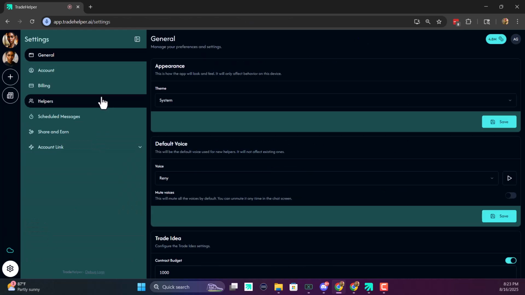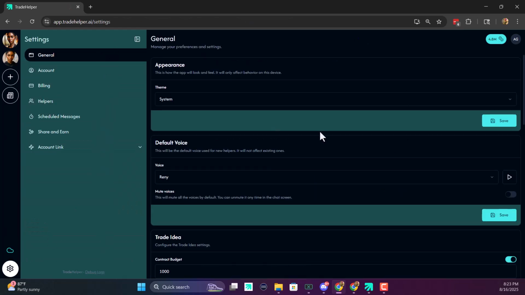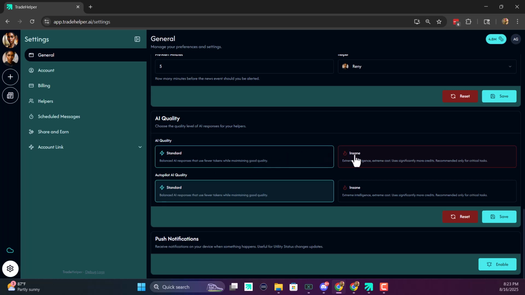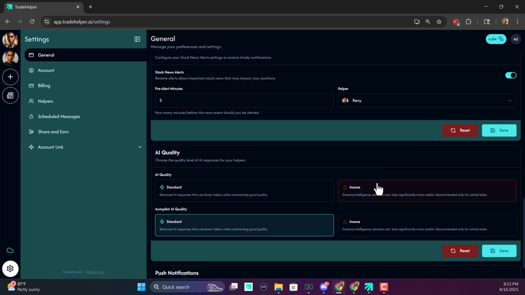If you want to bump up your intelligence, go to settings, go to general, then go down to AI quality and use insane mode. That's why those credits took so much in the cross analysis, because I'm using insane mode for it. And then we have autopilot AI quality, which is on standard because we prioritize speed in autopilot. And for trade ideas, we prioritize intelligence and the best play possible. So really good stuff right there.